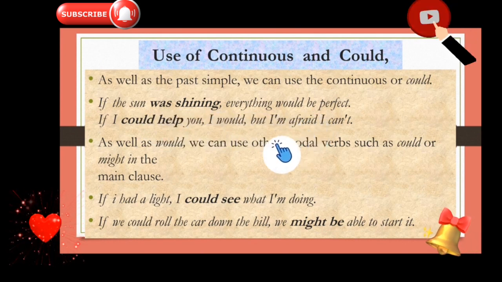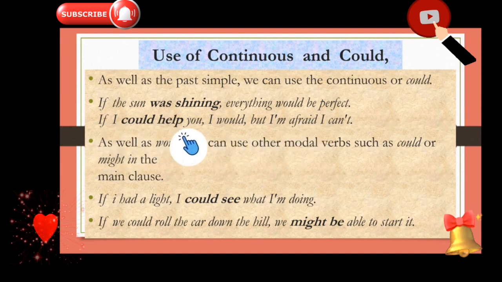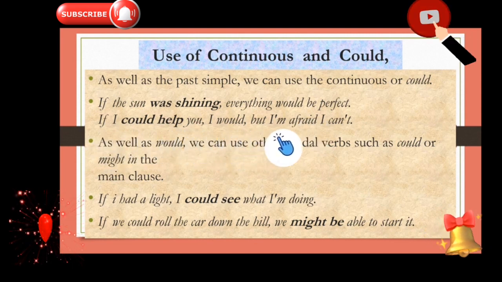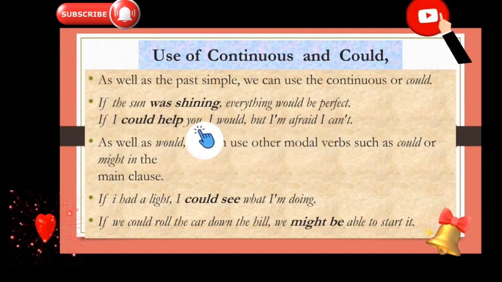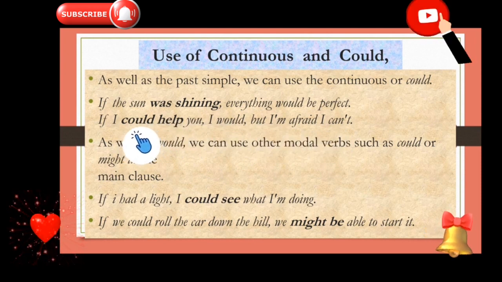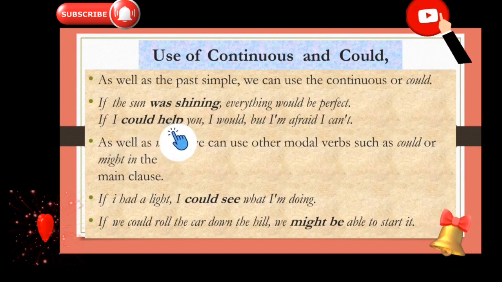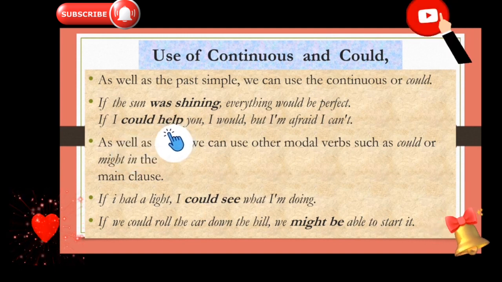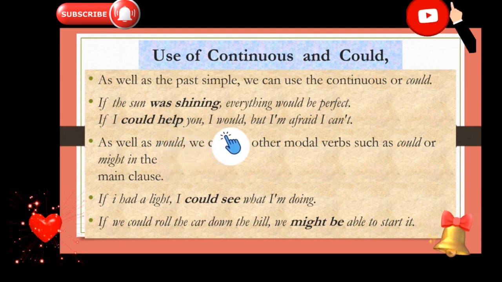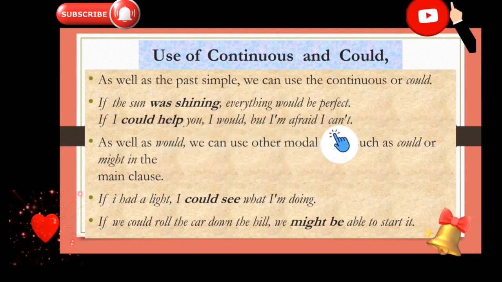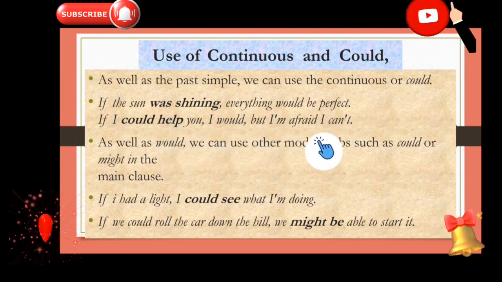We are just imagining. If I could help you, I would, but I'm afraid I can't. Again, so we can even use could in a conditional clause because it is past, but we are not referring to past. If I could help you, can I help you? Not at all. Right? So I would, but I'm afraid I can't. In the present time, I can't help you.